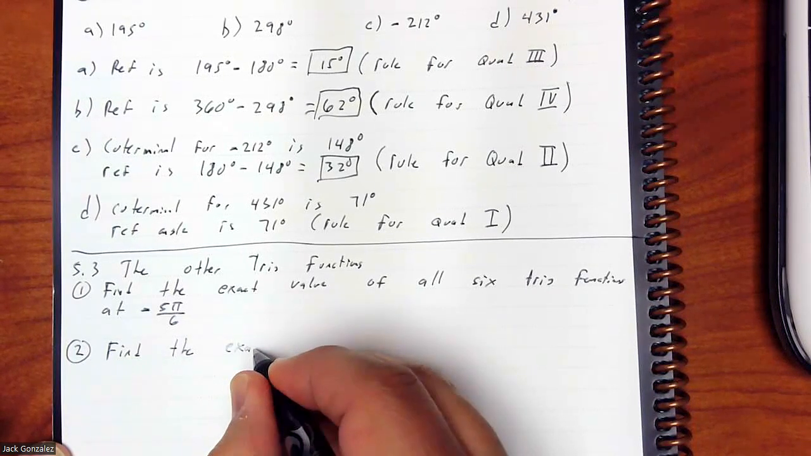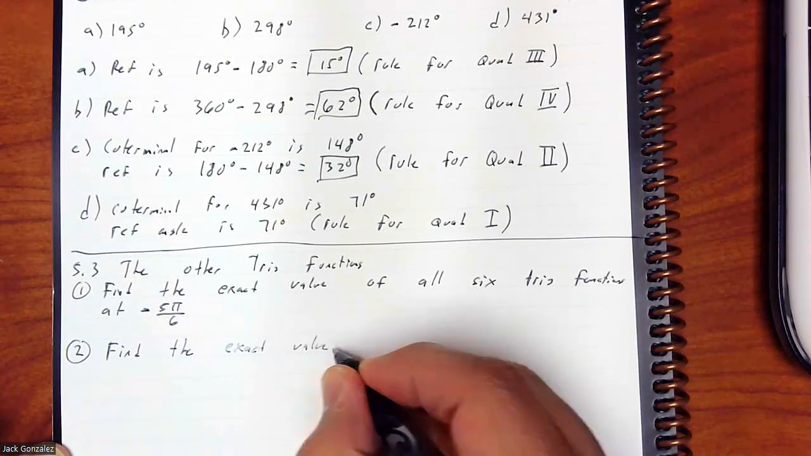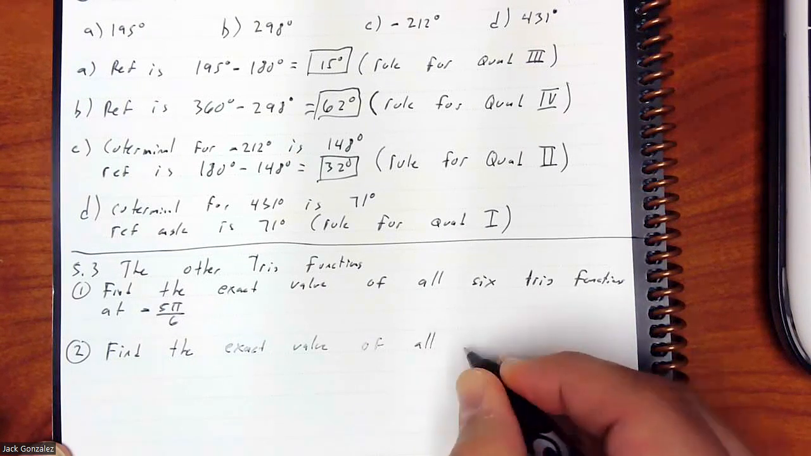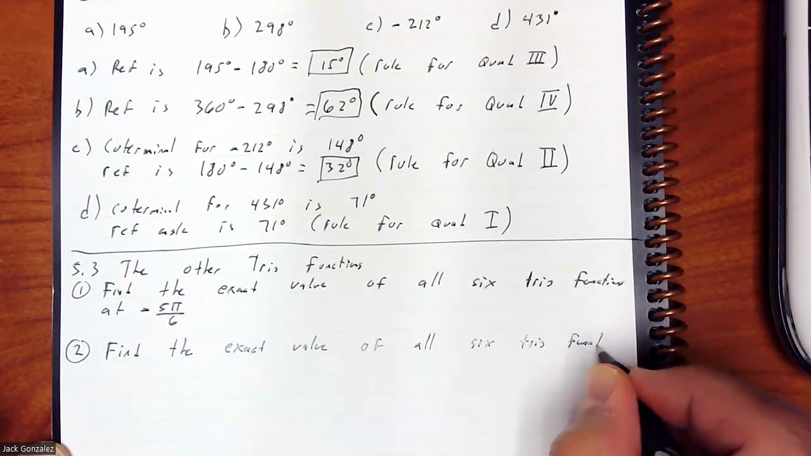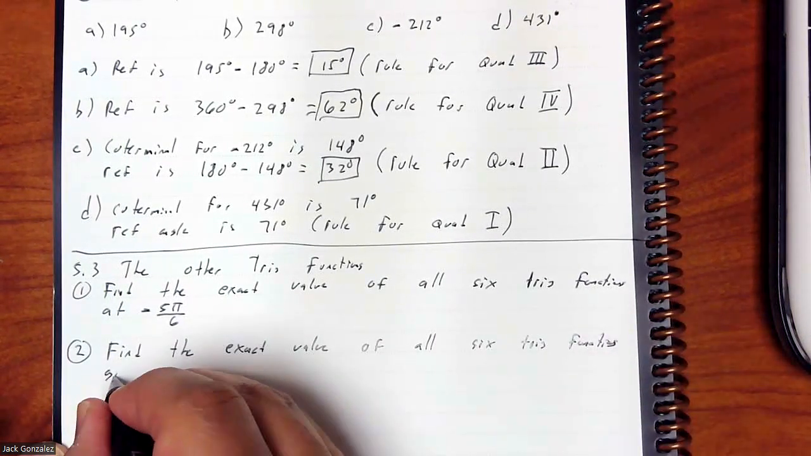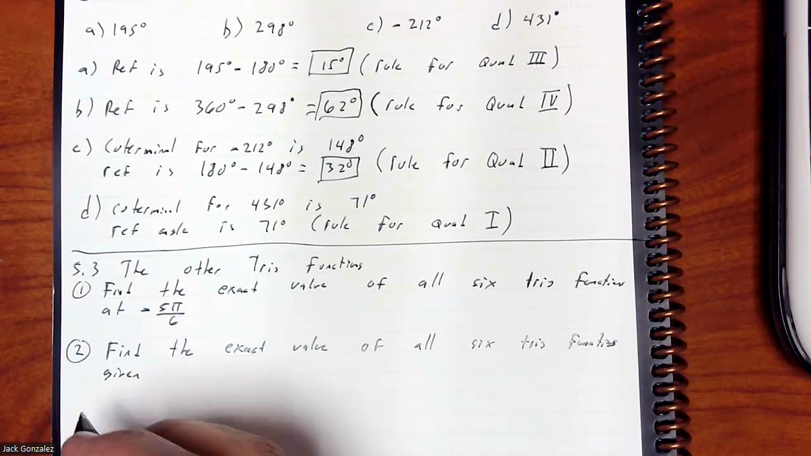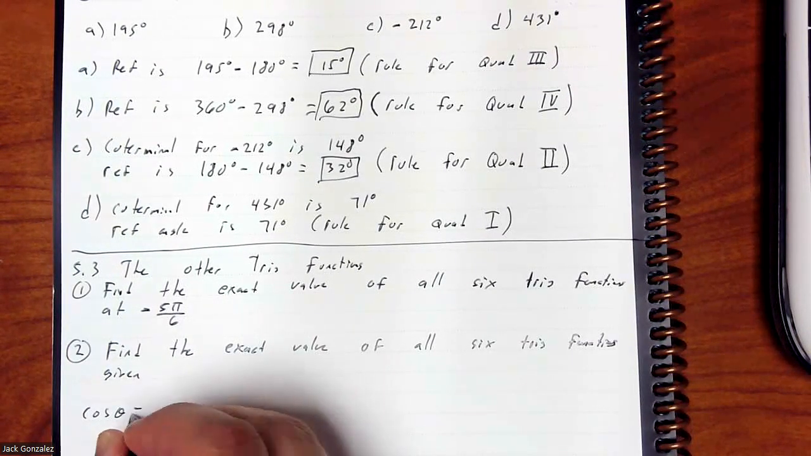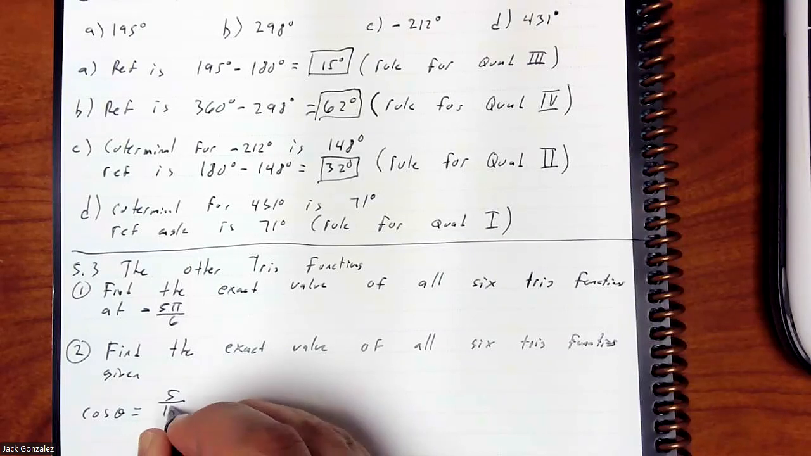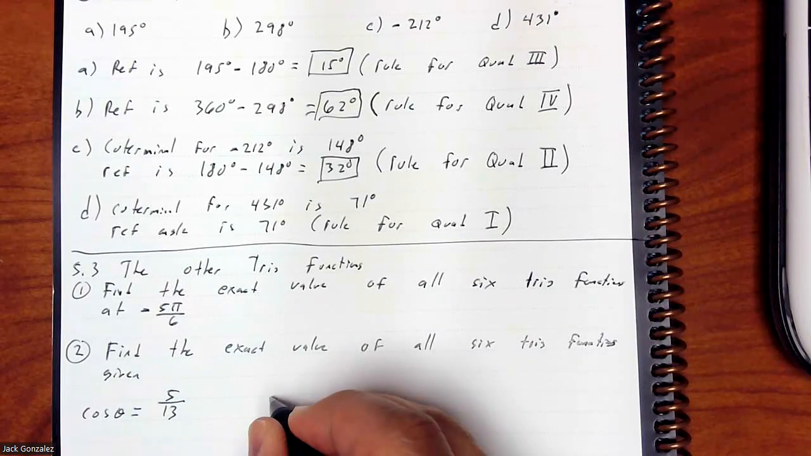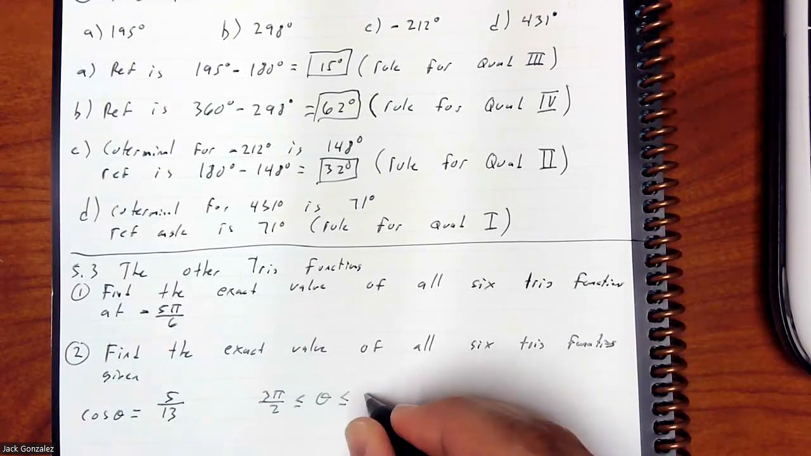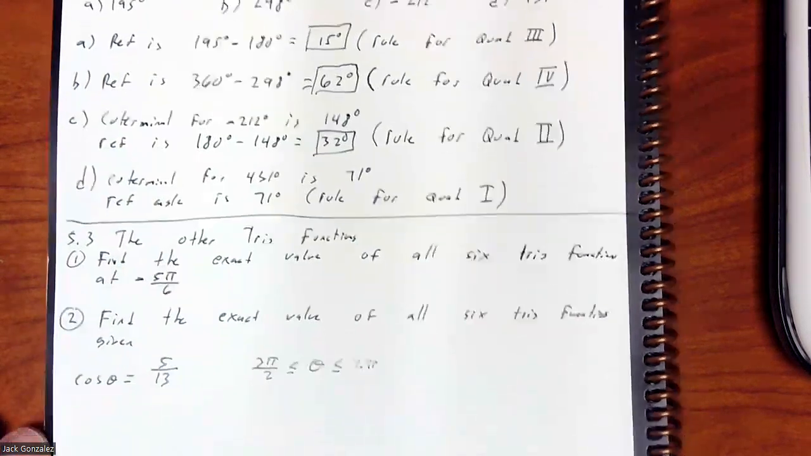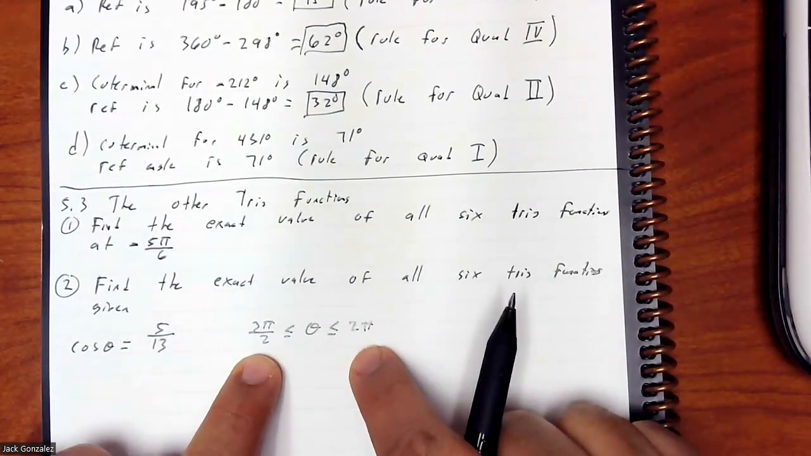Find the exact value of all 6 trig functions given that cosine theta is equal to 5/13 and theta is between 3 pi over 2 and 2 pi. The first thing you gotta know is, what does this mean?